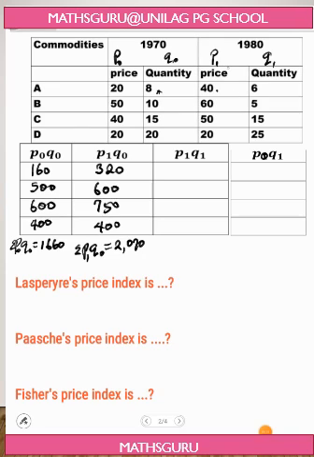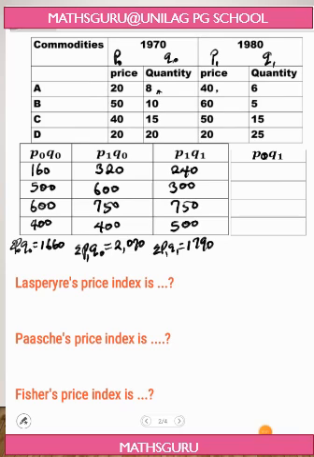All right. Now, P sub 1 Q sub 1. P sub 1 is the current price, Q sub 1 is the current quantity. So we're going to multiply this by this. 40 times 6 will give us 240. 60 times 5 will give us 300. 50 times 15 will give us 750 again. 20 times 25 will be equal to 500. And when we do the summation, we have the summation of P sub 1 Q sub 1 equal to 1790.